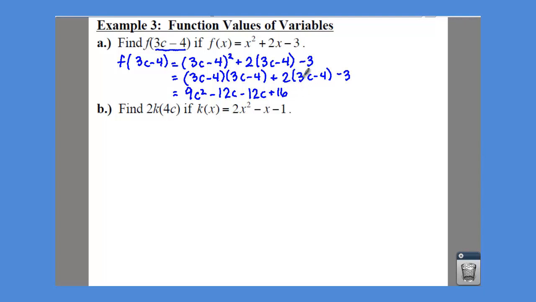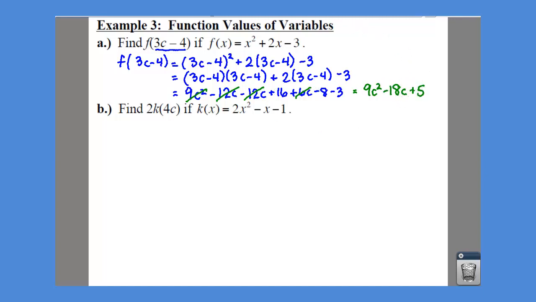And now we're going to multiply over here. 2 times a 3c is a 6c. 2 times a negative 4 is a negative 8 minus 3. So what we can do is we can clean this up a little bit. So all your c squareds, you just have a 9c squared. You have a negative 12c and a negative 12c, so that's a negative 24c plus 6c gives you a negative 18c. See? And then 16 minus 8 is 8. 8 minus 3 is a 5.